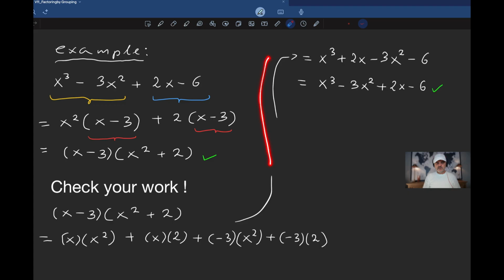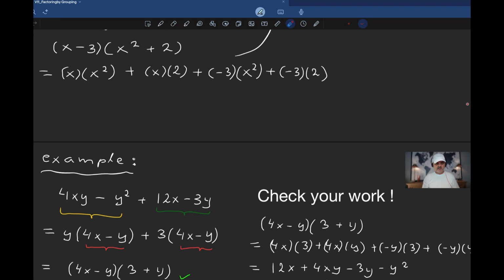So when you follow the process, you have 1x cubed term, 2x, negative 3x squared, and negative 6, right? And after you organize it in descending order, it's exactly the question that we had in the first place. So therefore, check mark, the question is done correctly. Hopefully this makes sense.